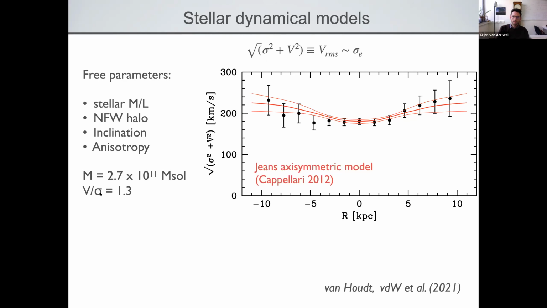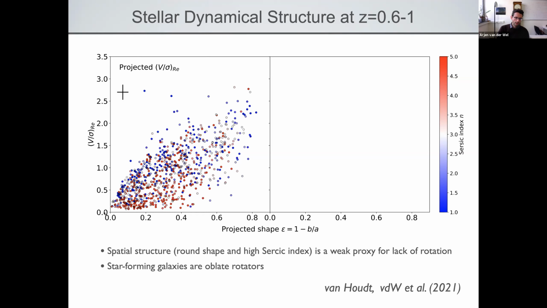Okay, we managed to build these models for about 800 galaxies. So we can build this diagram and show how V over sigma, the degree of rotational support, changes with the projected shape of the galaxy. You're familiar with Atlas 3D and SAMI and all these integral field surveys from the local universe. They produce diagrams like this. Now we can do the same for high redshift for the first time.